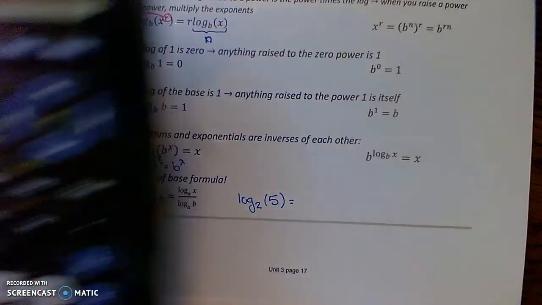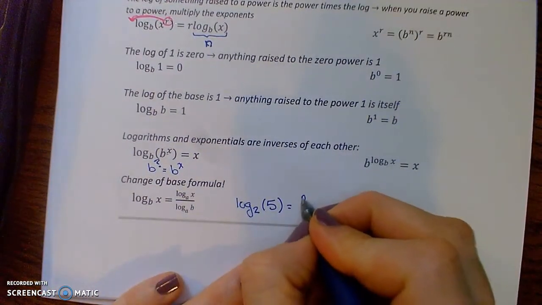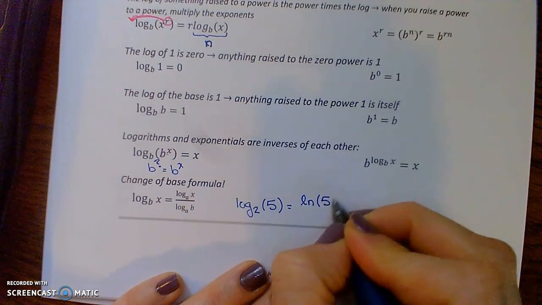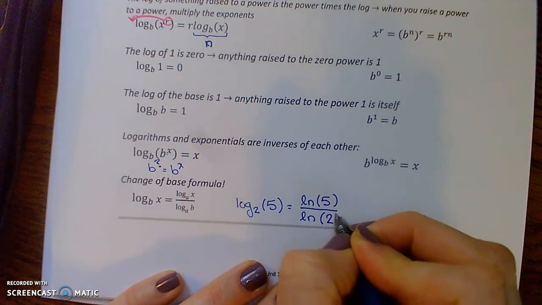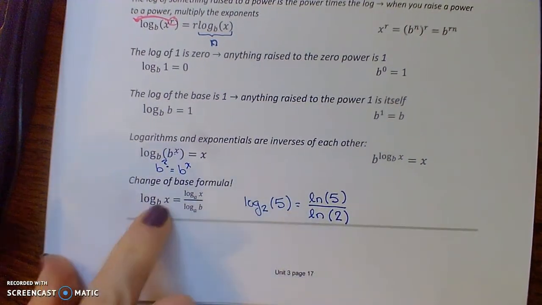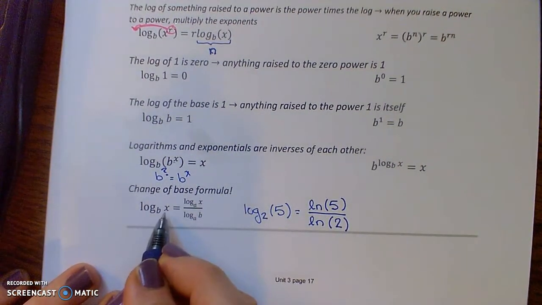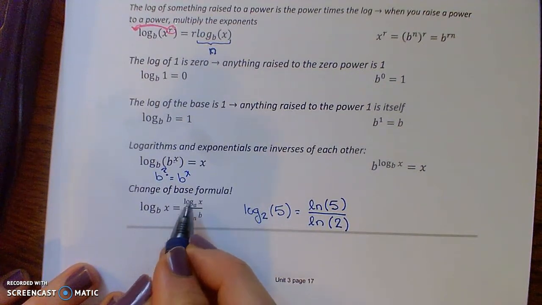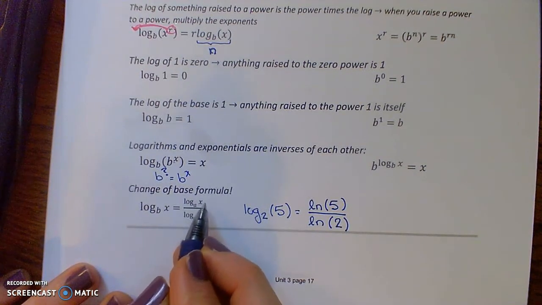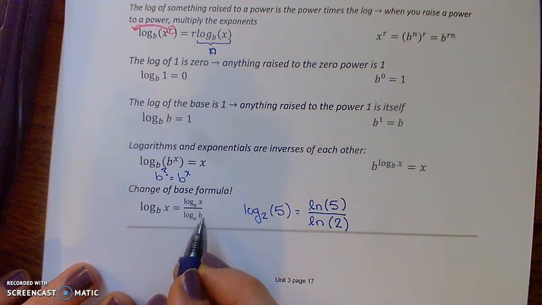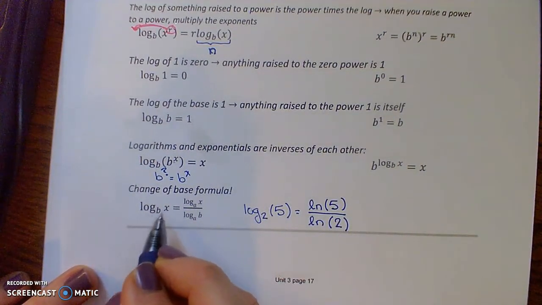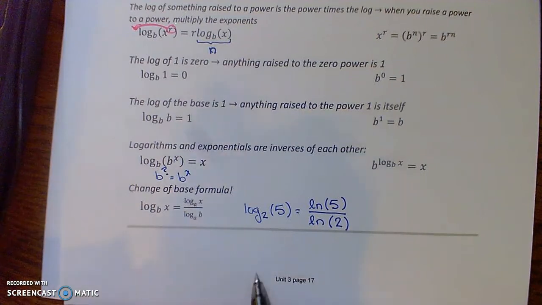But you only have these two buttons on your calculator. You have the log button and the natural log button. You can use the natural log to calculate this as long as you divide by natural log of the old base. Okay? So that's what this is saying. Log base b of x should be equal to log of any other base of x as long as you divide by log of that new base of the old base. Okay?